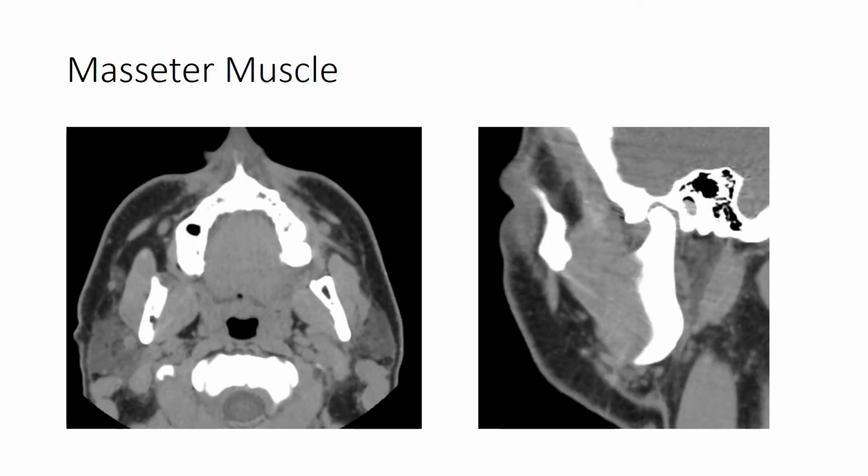Here are axial and sagittal sections CT in soft tissue windows. And I want to show you the masseter muscle on this slide. So on the axial, the masseter muscle is superficial or lateral to the mandible. There we go. And on the sagittal section, here it is.